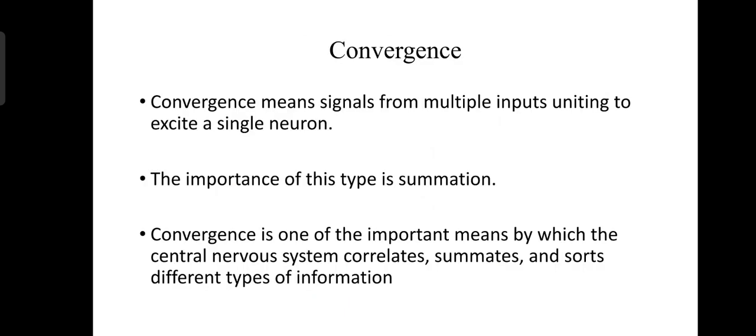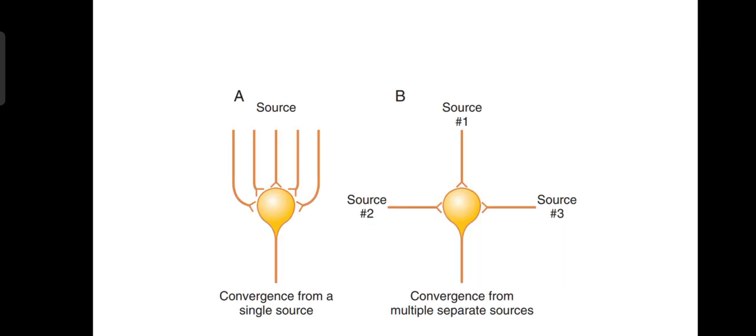On the other hand, there is convergence, which means that signals from multiple inputs can unite to excite a single neuron. This is an important type of summation to summate or to integrate different types of information together. So convergence can be from a single source or can be from many sources.